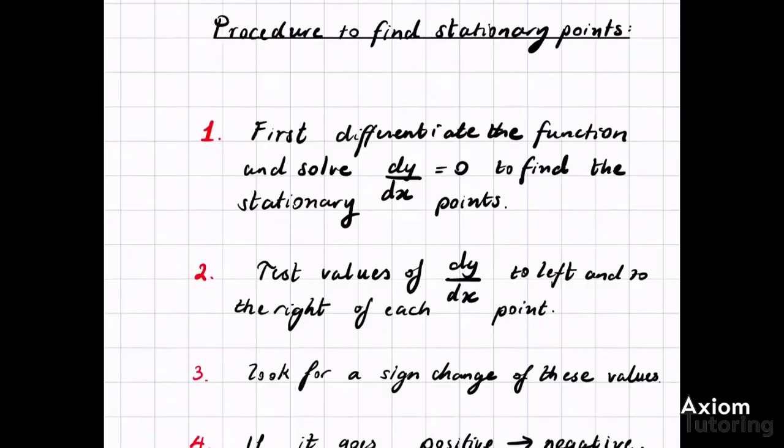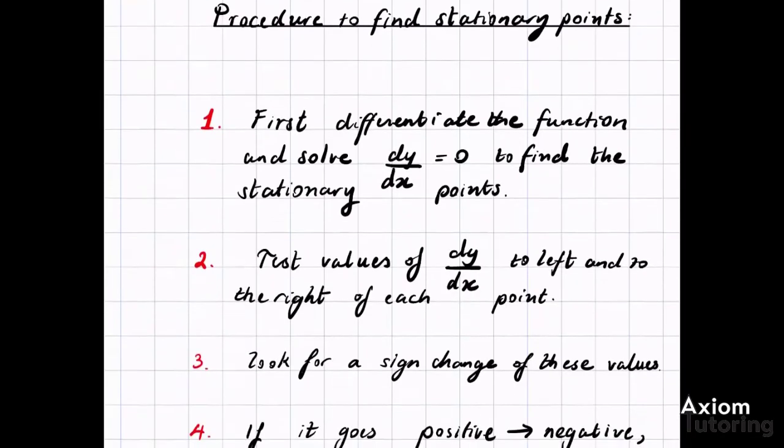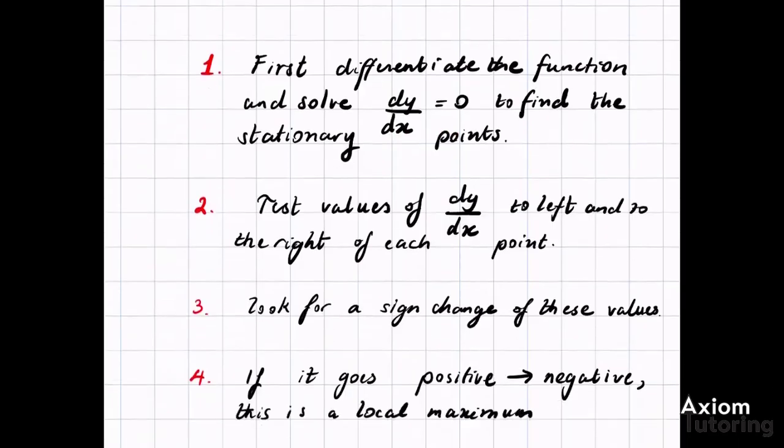So if we standardize this procedure to find stationary points, we first want to differentiate the function and solve for dy over dx equals 0 or f dash of x equals 0 to find the stationary points. You can look back to previous videos to see exactly how we do that. We first find the x coordinates from solving this equation, and then we substitute those x values into our function to get the corresponding y values.